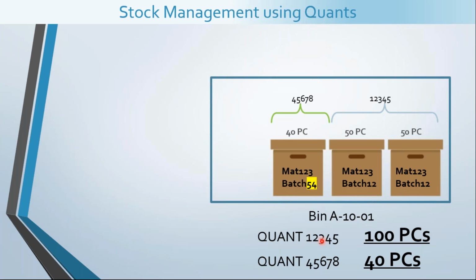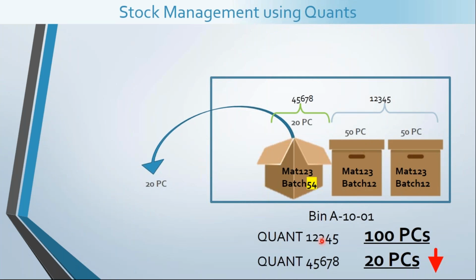To understand it a little better, let's also talk about stock removal. Let's say from the box which had the stock belonging to batch 54, we removed 20 pieces.